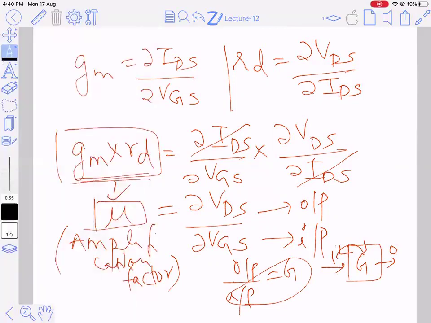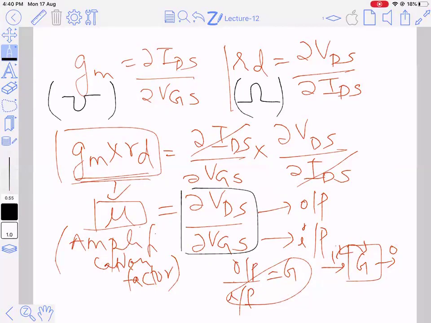Let us look at the units. What is the unit of GM? I by V. It is mho. For RD, V by I, it is ohm. Resistance and conductance, ohm inverse is mho. What is mu's unit? It's the ratio of voltage by voltage, so volt by volt gets cancelled off. Mu has no unit, it is unitless.